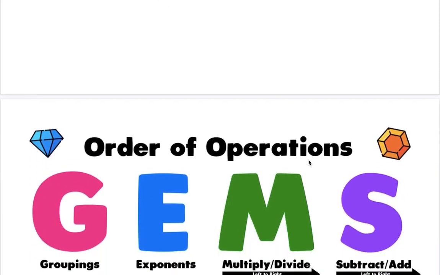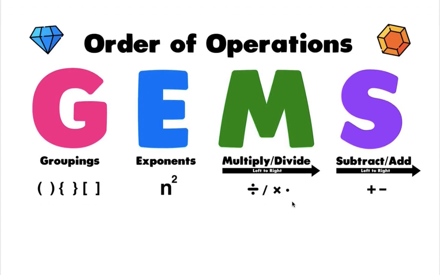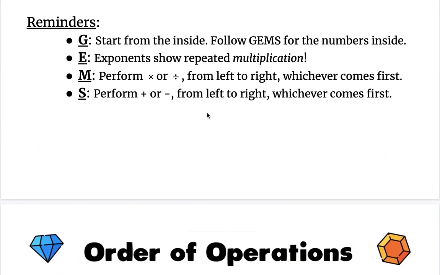For M, which stands for multiply and divide, it's important to work from left to right. So it's whatever you see first, whether it's multiplication or division. Sometimes people forget that and they think that it's always multiplication first and then division. That's actually not true. It's whatever you see first. So if you see division first and then multiplication going from left to right, you're doing the division first. So it's important to go from left to right, whichever comes first.